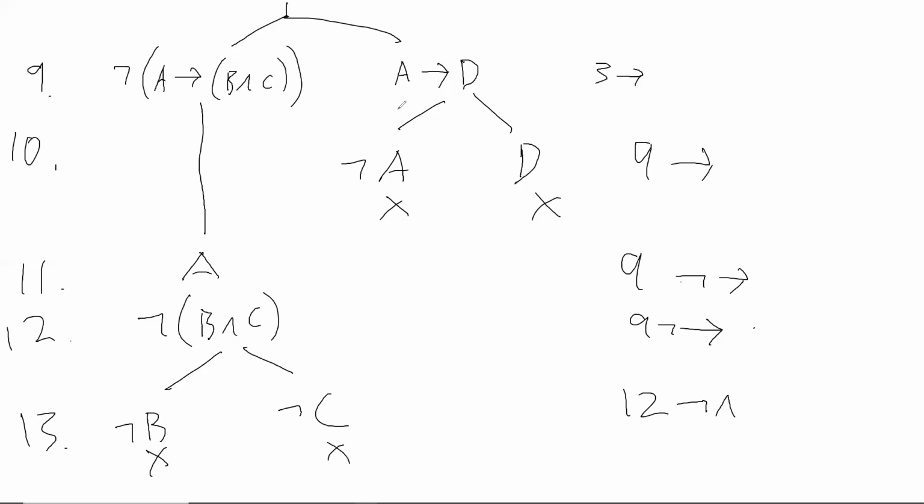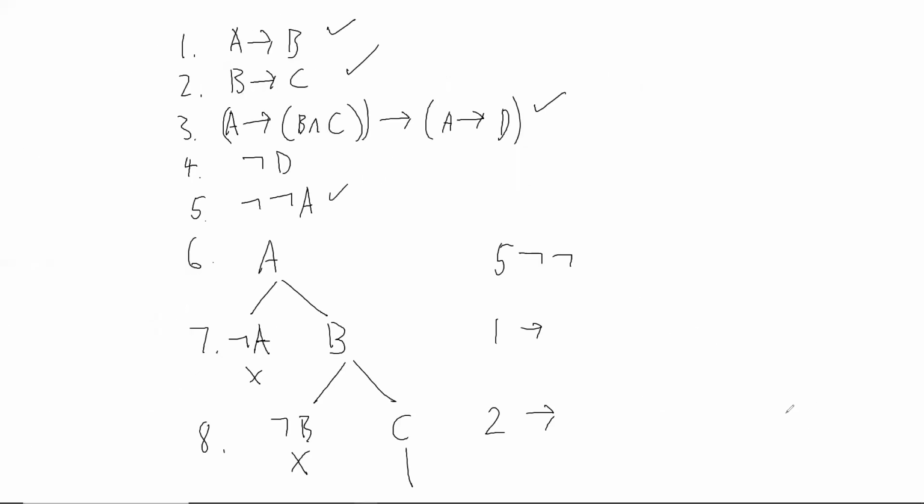And so every branch of this tree is closed, which means that the argument as a whole is valid.